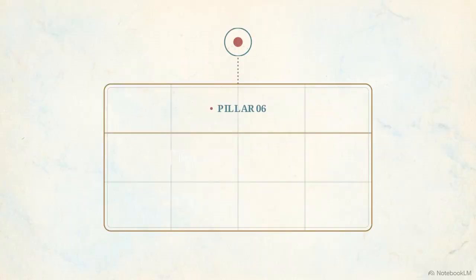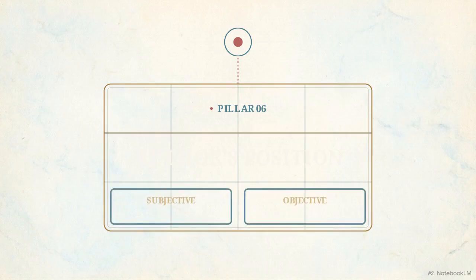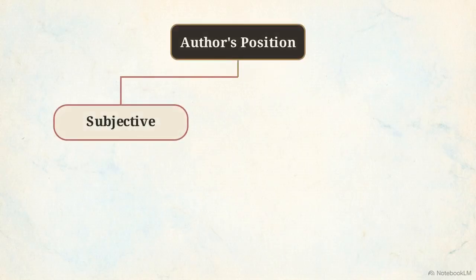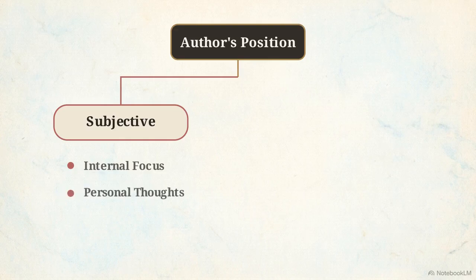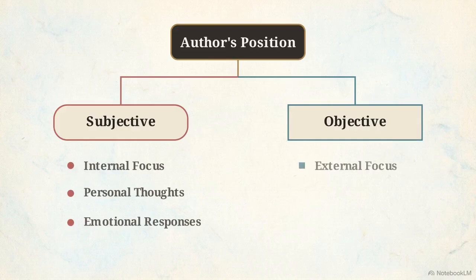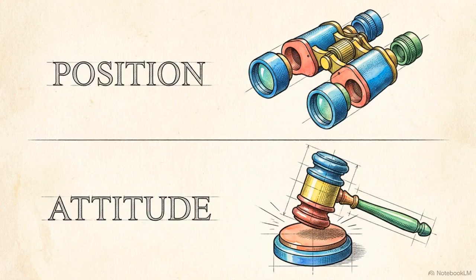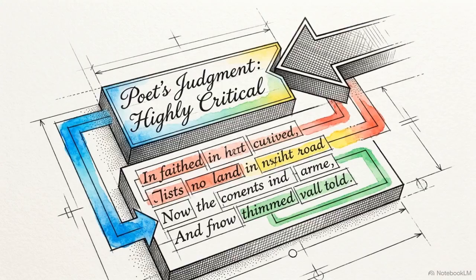Our analysis then shifts to the perspective behind the text, introducing the sixth pillar, author's position. The author's position is the point of view the writer takes toward their subject. This may be subjective, where the poet focuses on expressing their personal thoughts and individual emotional responses. Alternatively, the position may be objective, where the poet presents ideas and observations in a neutral, unbiased manner. We must distinguish this position from our seventh pillar, the poet's attitude.